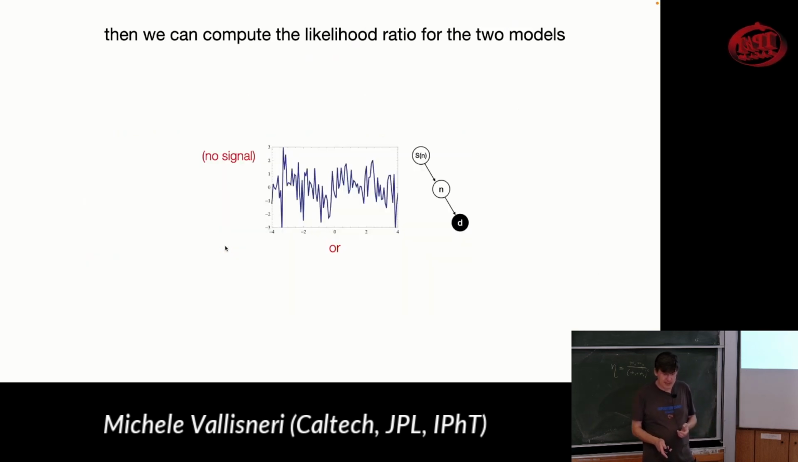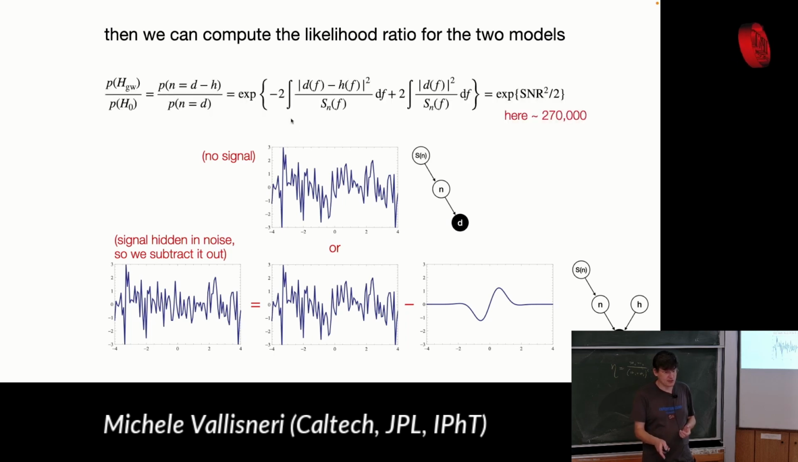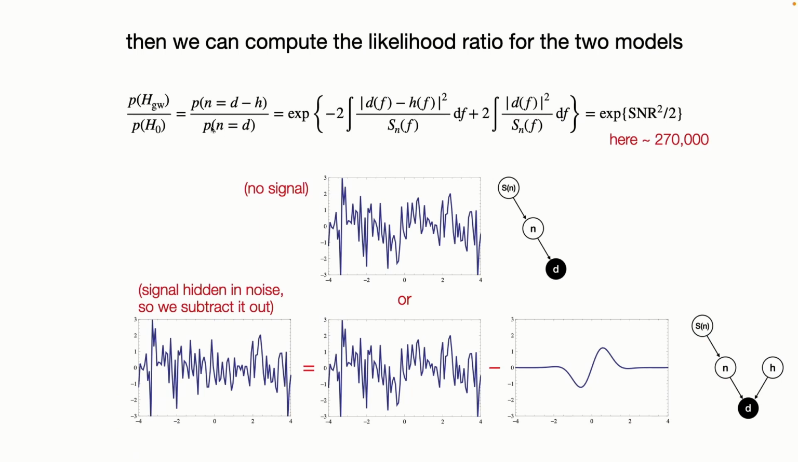So now that means that I can compute likelihoods for the data in both models, and I can take a ratio of the two likelihoods. In one case, I will set the noise equal to what I see. In the other case, I will set the noise equal to the data observed minus the model of the signal, which in this case is given.